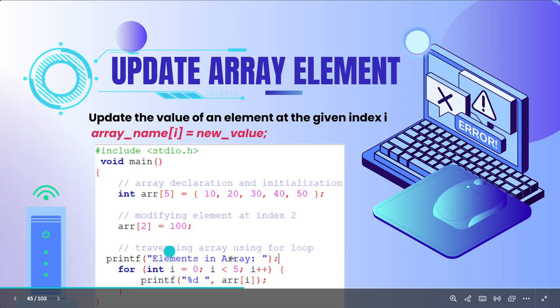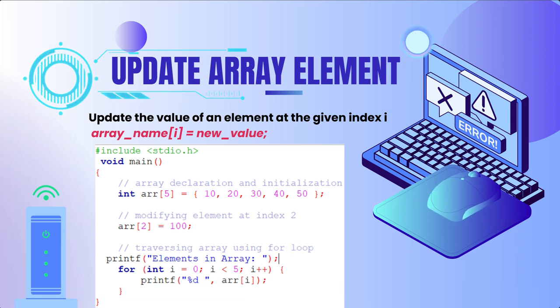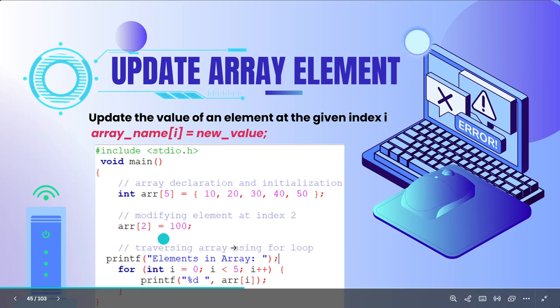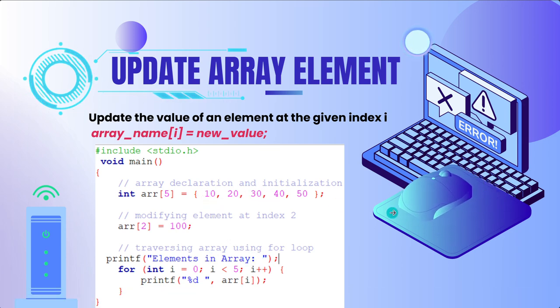Now traversing array using loop. Traversing means traveling to each element of an array. We are going to each individual element of an array in a line. We are visiting each element of an array. So printf elements in an array from 0 to less than 5, and then we are printing all the elements in an array. So this is going to print 10, 20, 100, 40, 50. 30 is being modified here.